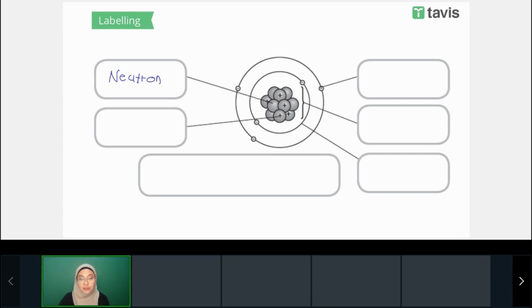Okay. How about the one with positive charge? Positive charge represents the proton. Okay, how about the one that represents the negative charge at the shell? If proton is a positive charge, then the electron is negative charge. Electron, negative charge. The electron's position must be in a shell. So this one we call a shell.